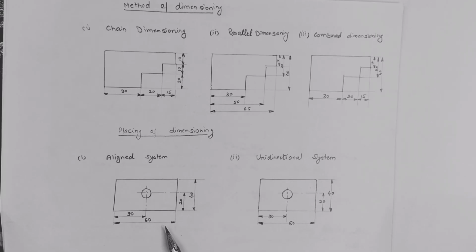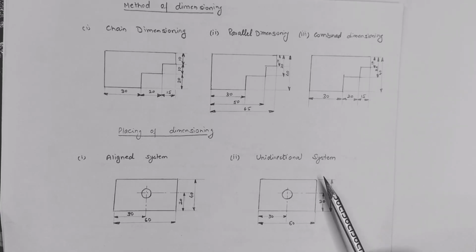In aligned system, you can see all the dimensions are placed above the dimension line, and they may be read either from the bottom or from the right hand side of the drawing. So you can see this is read from the bottom of the object, this is right side of the object. This is called aligned system.